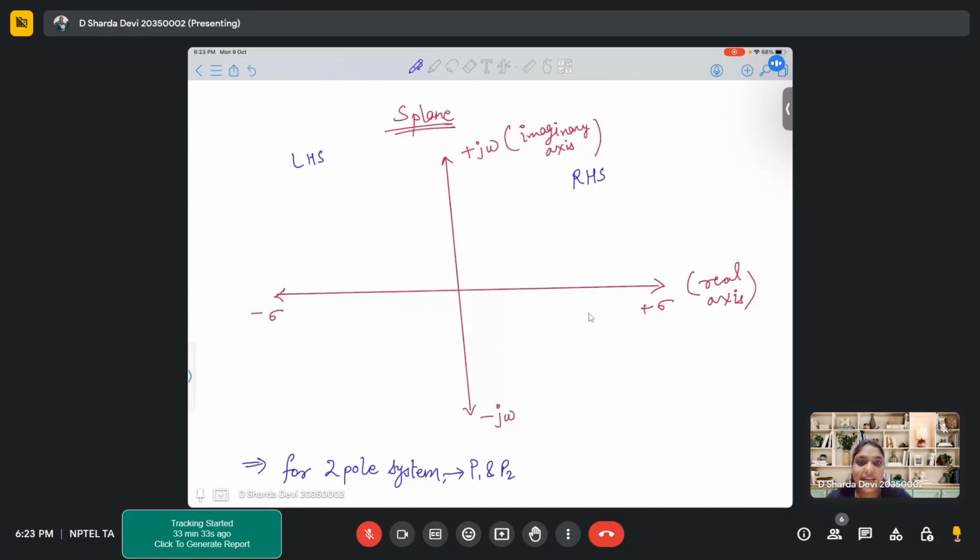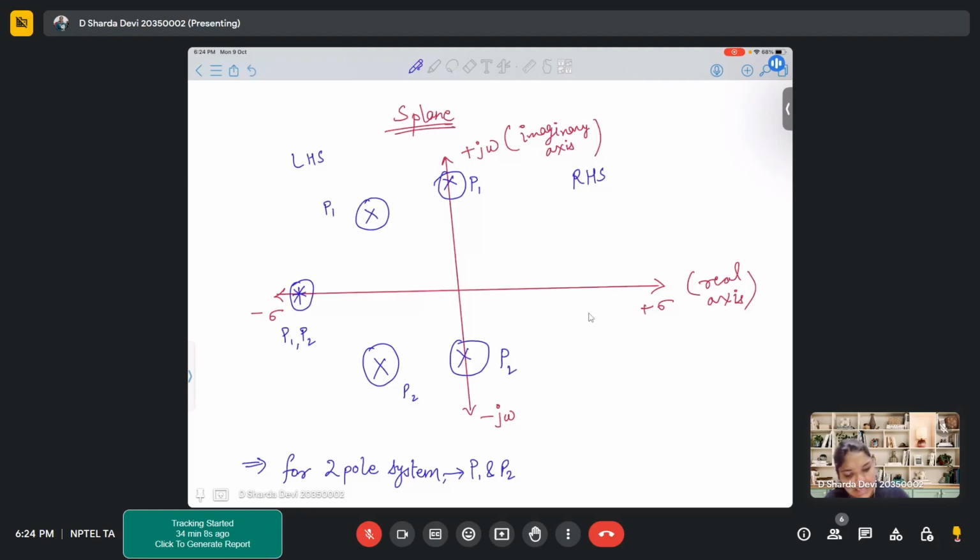How can we place our poles? We can have our poles over here, which are completely imaginary poles. Poles on the left hand side have both real as well as imaginary parts. And in the extreme case, both the poles are at the same position, which means both the poles are real. These are the three conditions possible for a two-pole system.